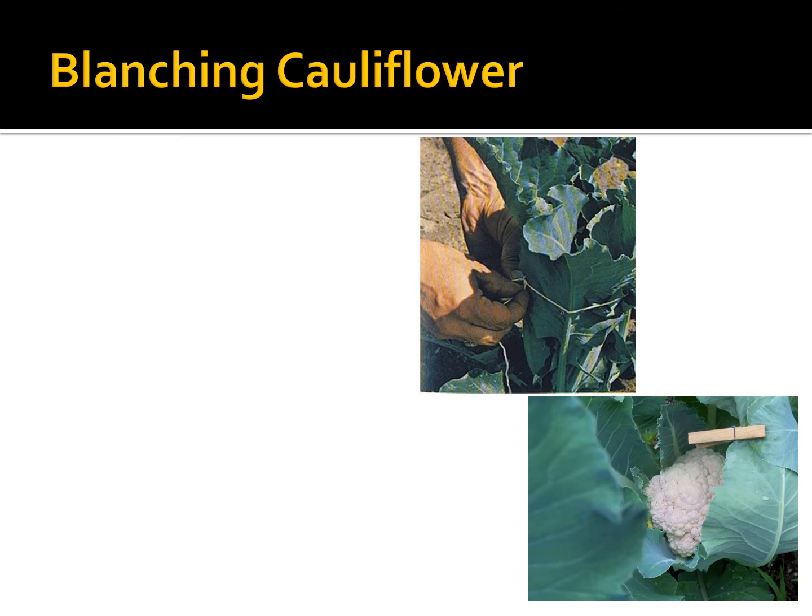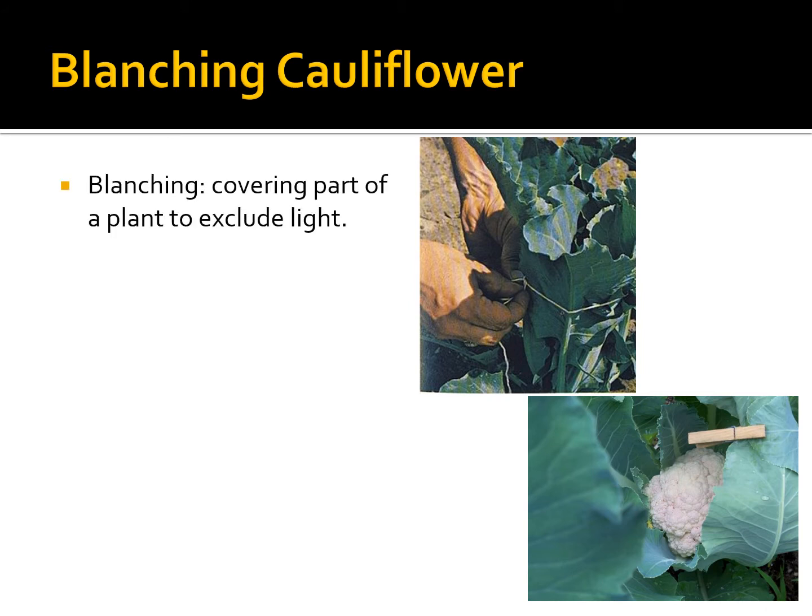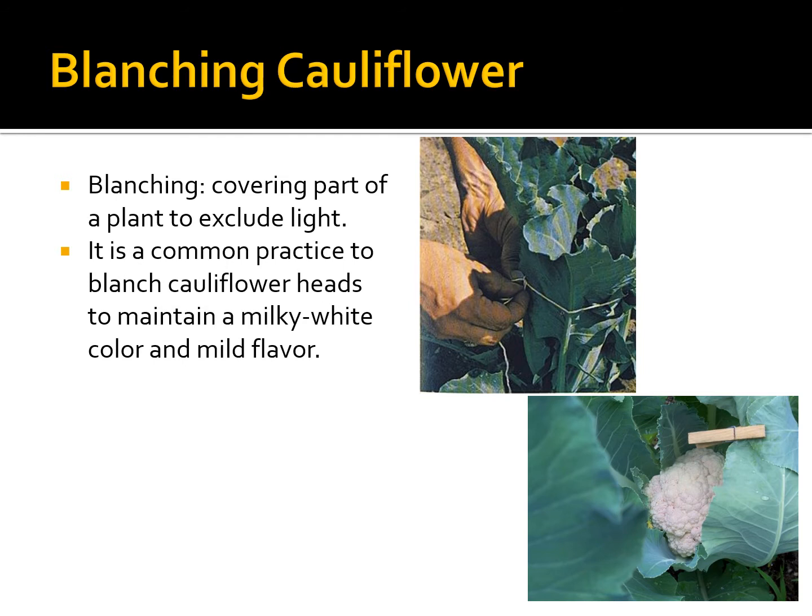Another interesting aspect of light that applies to the production of cauliflower is something called blanching. Blanching is where you cover part of a plant to exclude light. And it's a common practice in fields of cauliflower to blanch the cauliflower heads to help maintain the milky white color and mild flavor of the cauliflower. So how do you cover a cauliflower head? Well, you do it with the leaves.